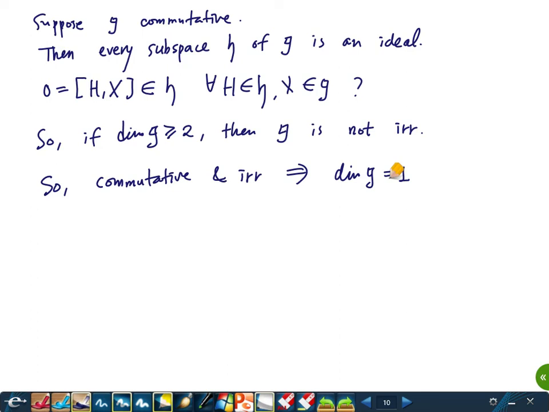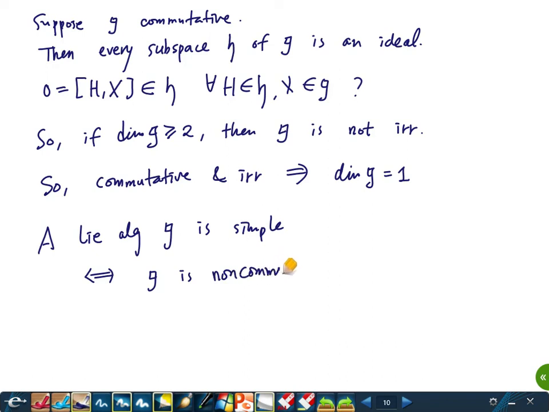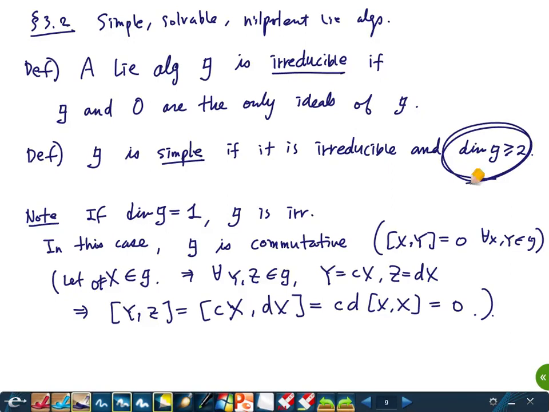So another way of saying a simple Lie algebra is the following. Simple means G is irreducible but not commutative. So somehow we don't want to consider the commutative case. It's too simple. Maybe that's not a good way to say that. We want it to be simple but not too simple. That's what I wanted to say. Alright, so just remember this definition: irreducible, but dimension greater than or equal to 2.